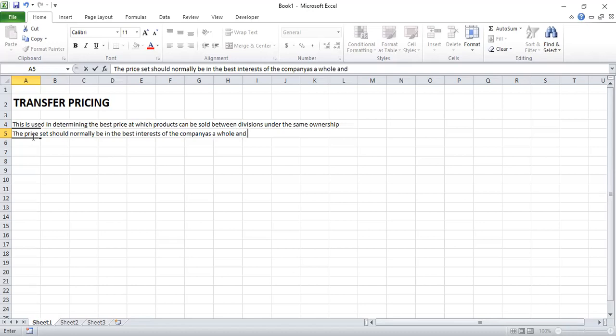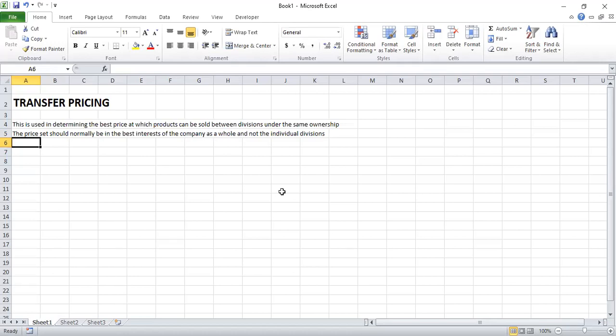And not the individual divisions. Of course they've got their own interests, and we should take them into account because they will be judged by their performance. But at the same time, we should remember one thing: the overall goals of the entity are more important than the separate goals of the divisions. So at the end of the day, we should put more importance on the goals of the entity as a whole.